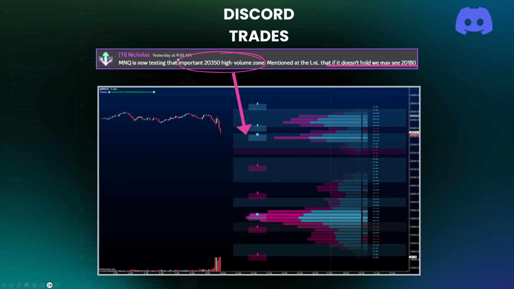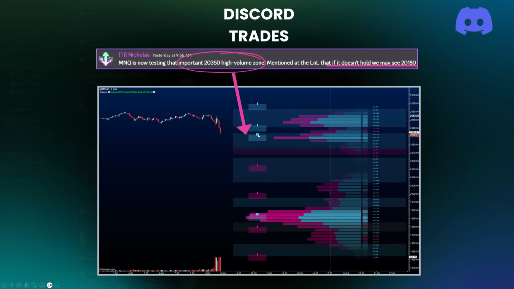So we wrote, this is yesterday, as in literally yesterday on a Wednesday at 9:55 a.m. We pointed out in the Discord, hey, MNQ is now testing that important 20,350 high volume zone. And we saw this in MotiveWave, that this zone right here is hanging out around 20,350. And once the market opened around 9:55, price came down and tested it. And we also said, hey, we mentioned at the Lunch and Learn, which was our weekly webinar that happens every Tuesday, 24 hours before, we already predicted this might happen.